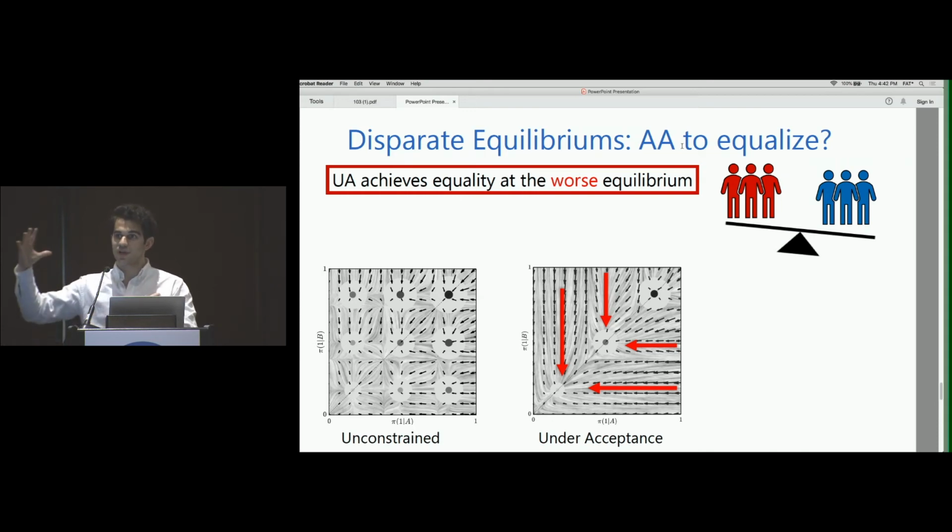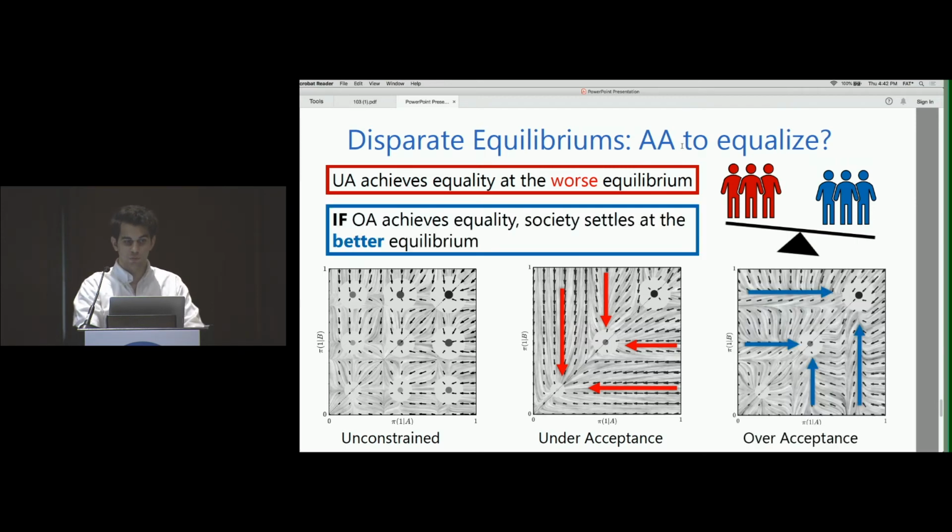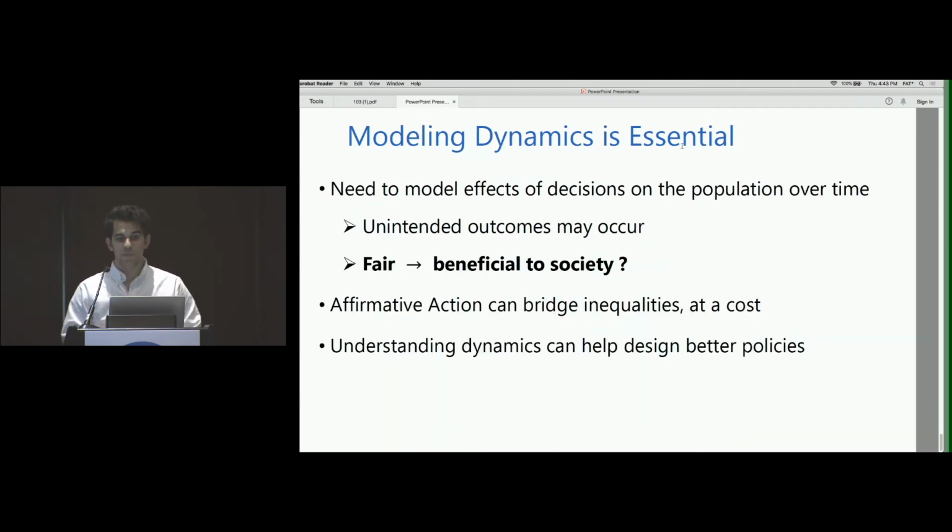Society will settle at the qualification levels of the worst equilibrium. On the other hand, with over-acceptance, if society reaches equality, this is always going to be beneficial. Society will settle at the qualification level of the advantaged group, providing societal benefit.